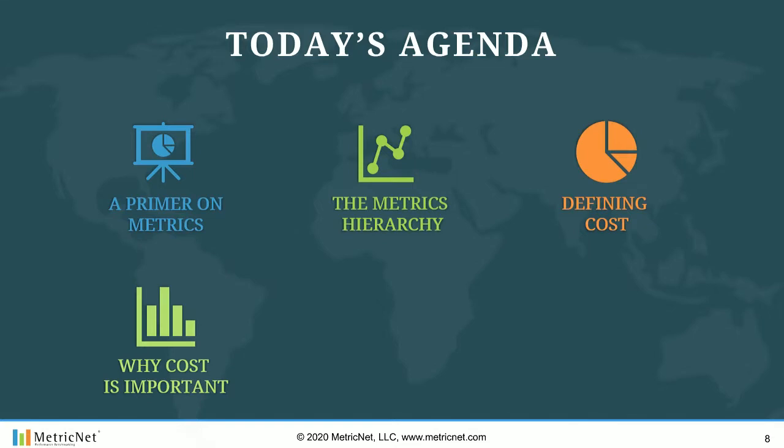The short story there is that cost is your primary measure of efficiency, and specifically unitized cost, cost per contact, cost per ticket, cost per service request, cost per incident. These are critically important to look at because that is your primary measure of efficiency.